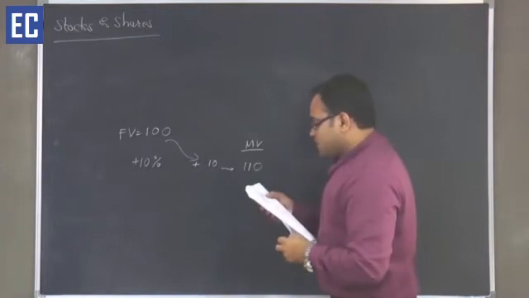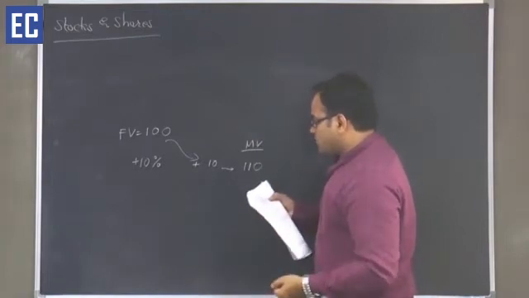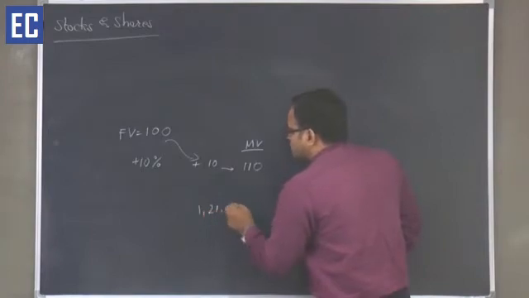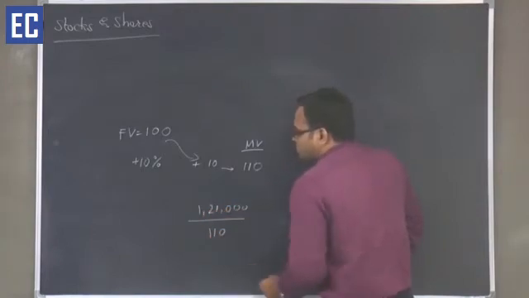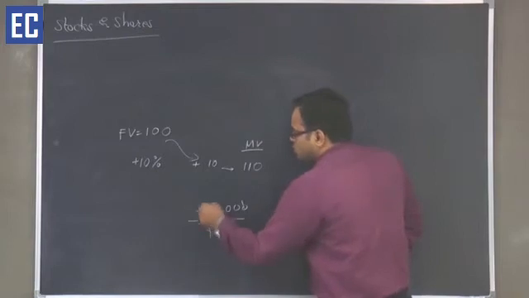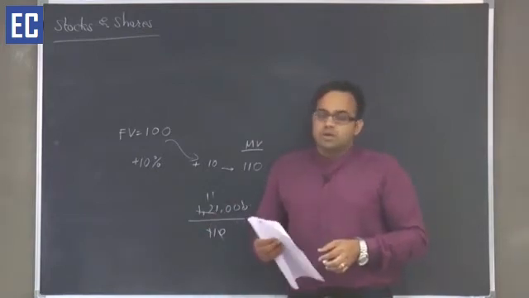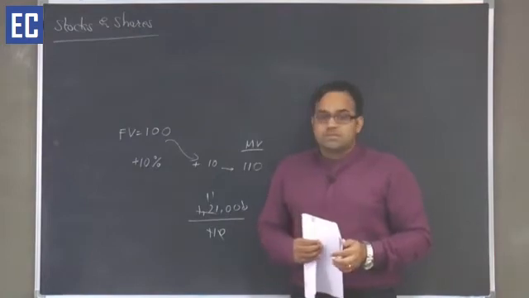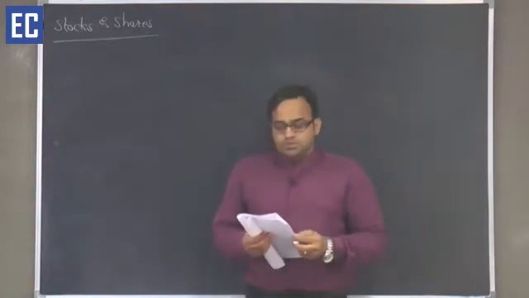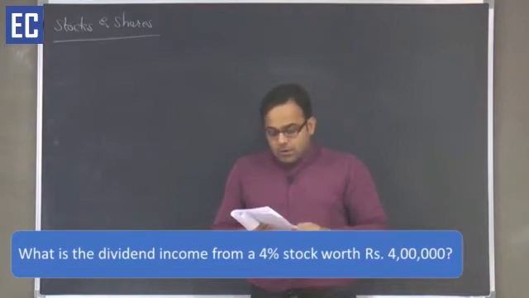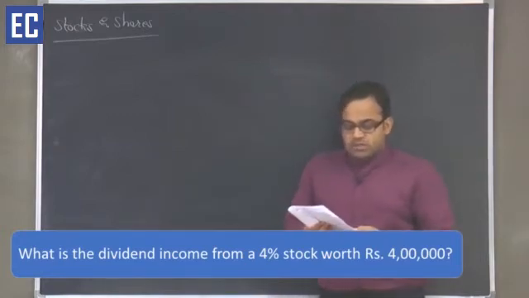If 110 is the price of one stock and my total investment is 1,21,000, then 1,21,000 divided by 110 will be the number of stocks. So 1100 stocks can be purchased for 1,21,000. So that's your answer. Example 2. What is the dividend income from a 4% stock worth 4 lakh rupees? The important term here is worth 4 lakh.